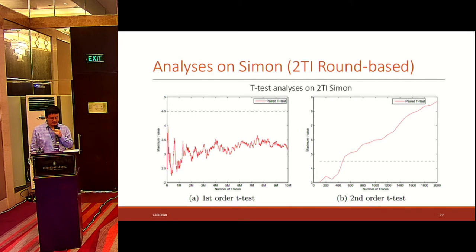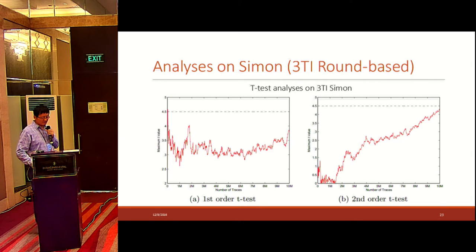On the left is the first-order t-test. You may find that with about 10 million traces, the x-axis shows the number of traces we used, and even with 10 million traces, the t-value is still below 4.5, which indicates there's no leakage. But in comparison, in the second-order t-test, with less than 600 traces, we already saw a very strong t-value, showing that there's strong second-order leakage.